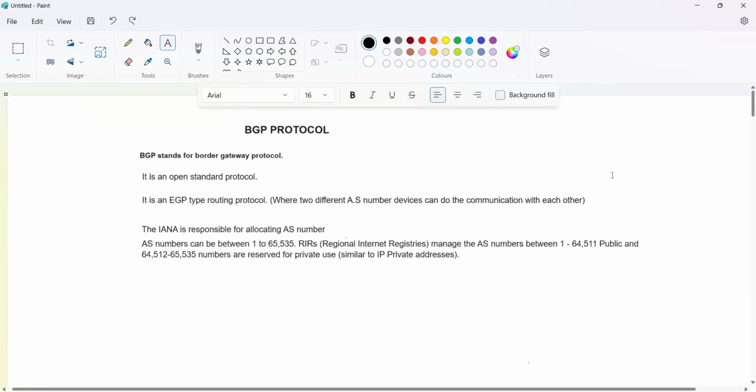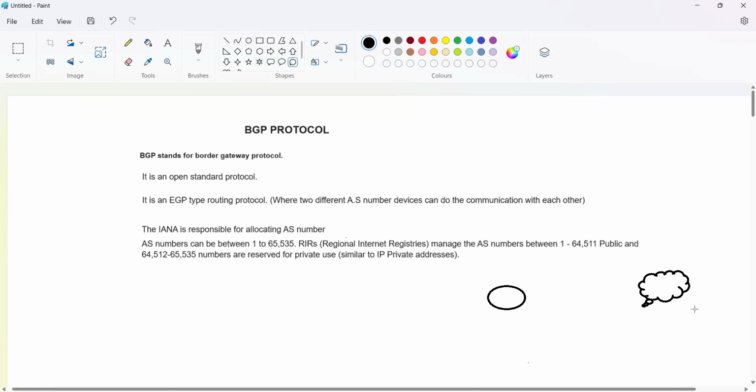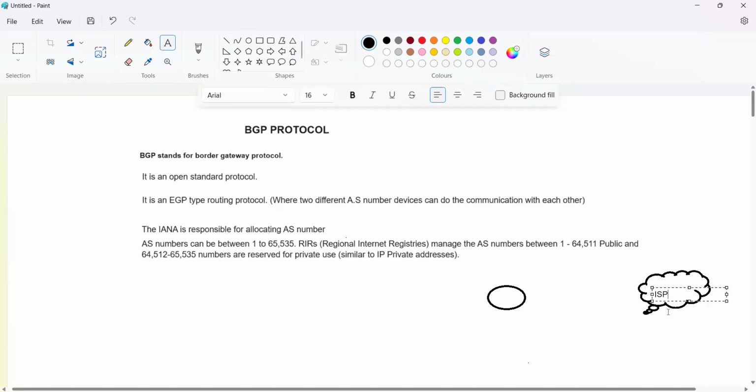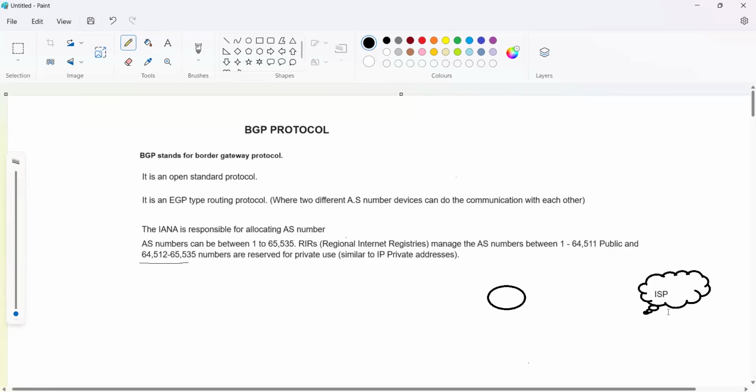The private range is free of cost and we need not worry about it, because whenever we take the service from ISPs, the ISP is responsible and provides it to us. In our organizations we mainly use this range. And every organization must use AS numbers, like IBM, Wipro, any big organization, even government organizations.